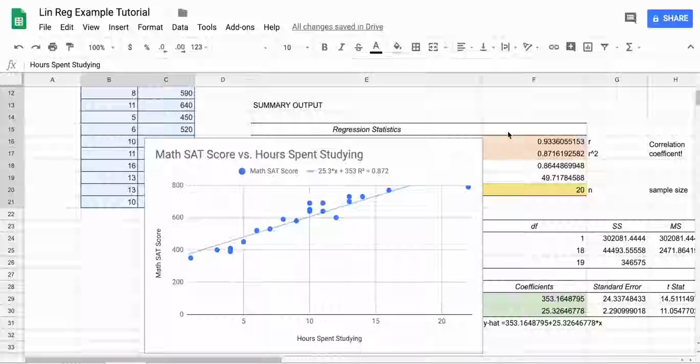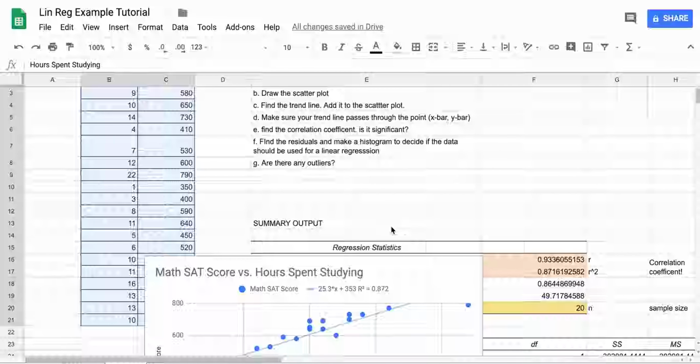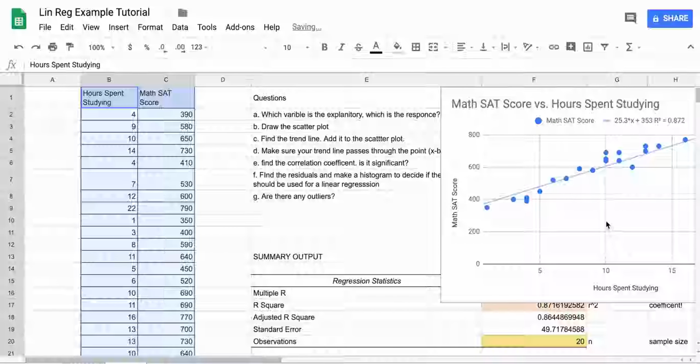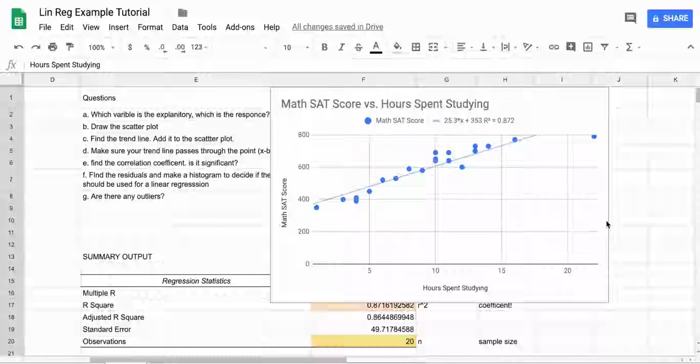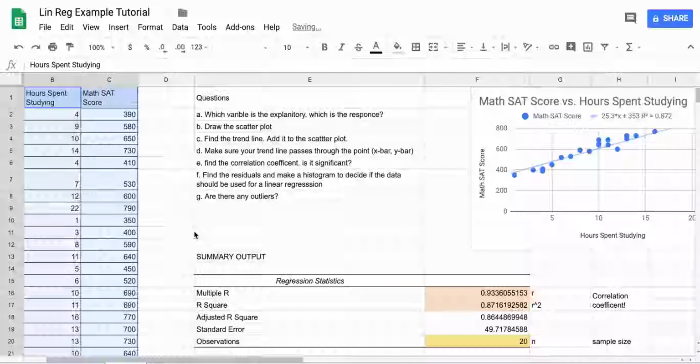So, hey, trend. The scatter plot's in my way. Sorry. Watch a teacher struggle. There we go. All right.